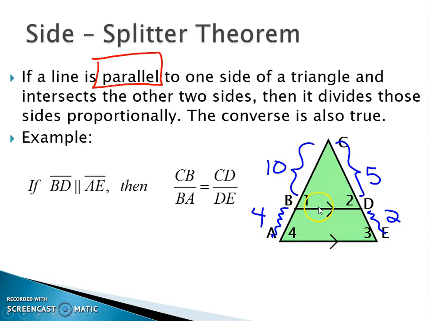So BD right here is parallel to AE right here. If so, then CB and BA are going to be proportional. CD is proportional to DE. So they're going to have the same proportion here. This is called the splitter theorem because these two parallel lines split and make these sides proportional to one another. So if this is 10 and this is 5, then this is going to be 4 and 2. So 2 to 1, a 2 to 1 ratio.